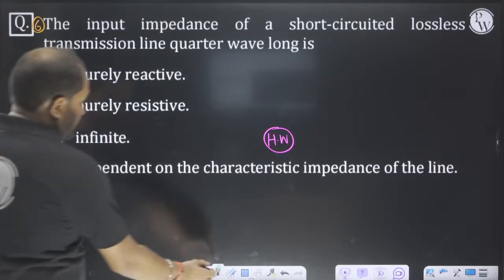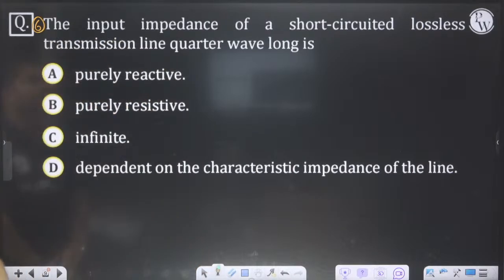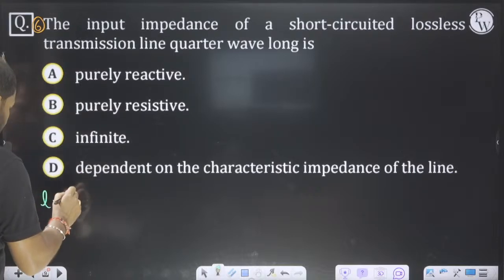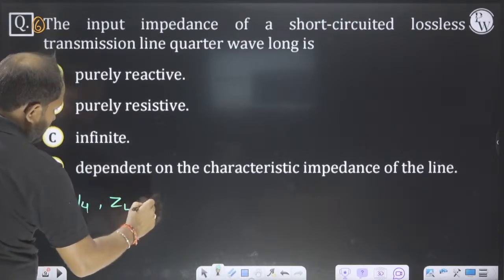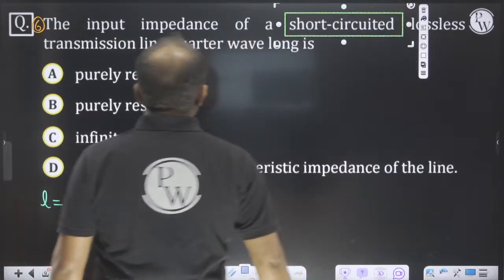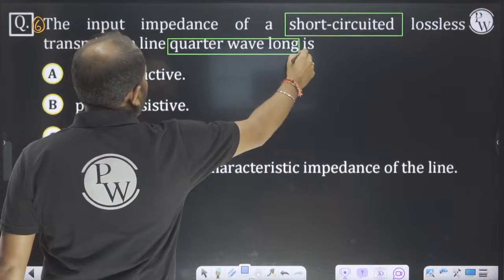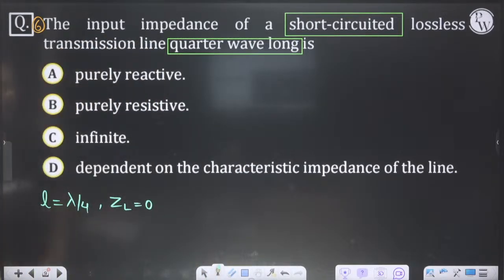Then they have asked in this question the input impedance of a short circuit lossless transmission line, quarter wave long. So the length is given as lambda by 4, and short circuit is given, that means ZL is equal to 0.